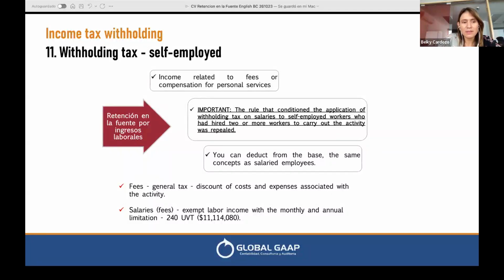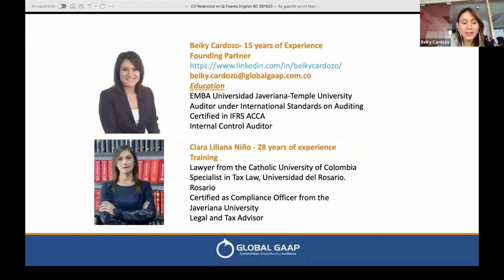So again, this is the same information for the self-employed. If you are self-employed, what is important to take into account here is that there is a limitation on 11 million pesos, in which you have a different treatment before and after the threshold. So please take that into account.